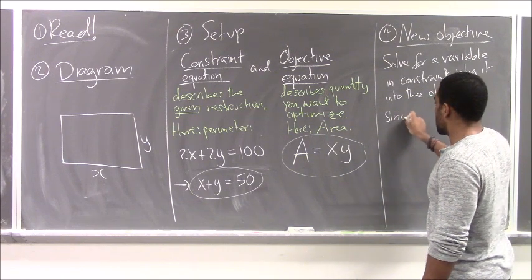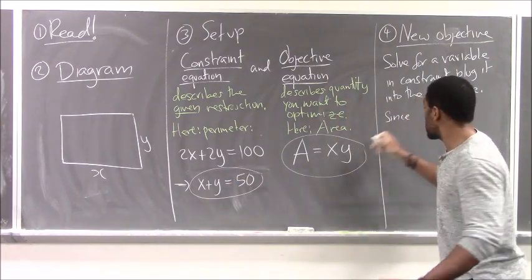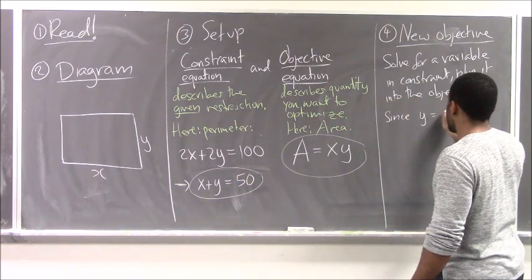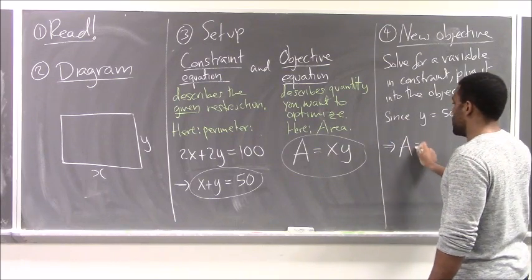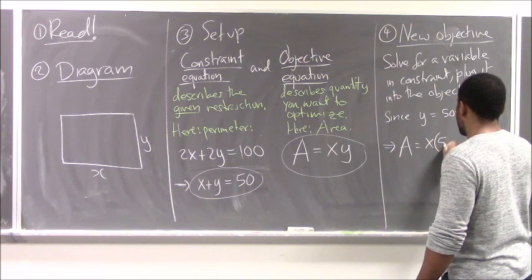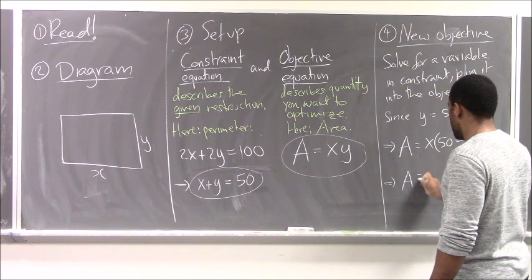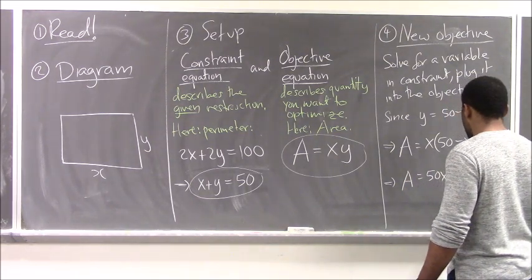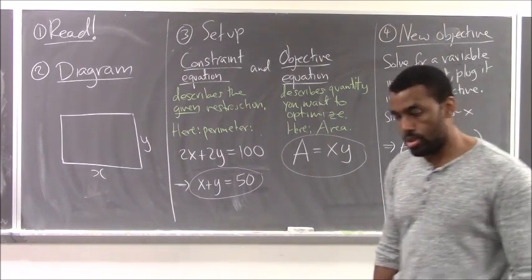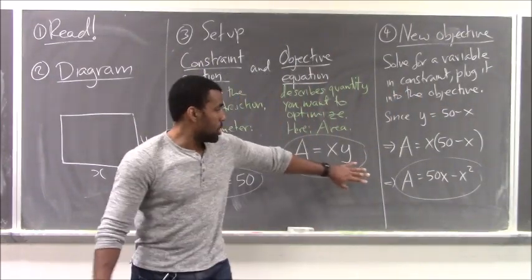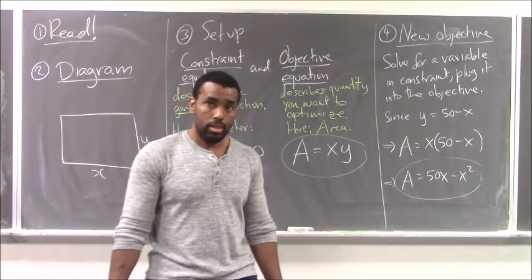Since, in general you can solve for either variable, but let's just solve for y here. Since y equals 50 minus x, this means that A equals x times (50 minus x). That is, your A is equal to 50x minus x squared. That is your new objective function. So notice now you have the area written as a single variable function. In fact, it is a quadratic.